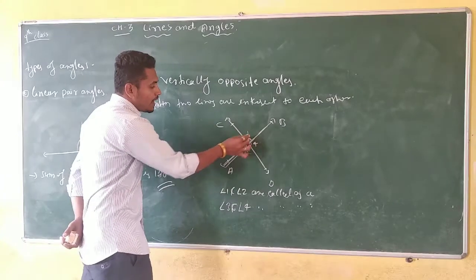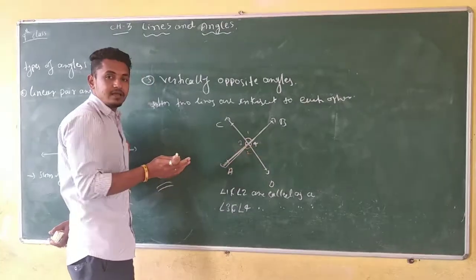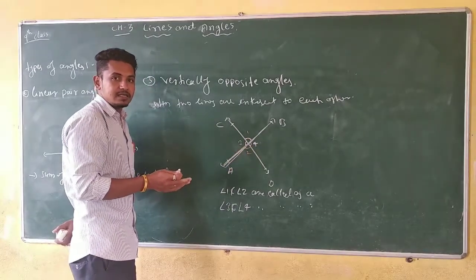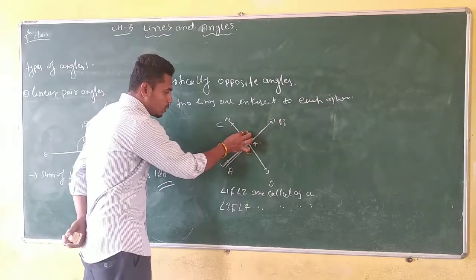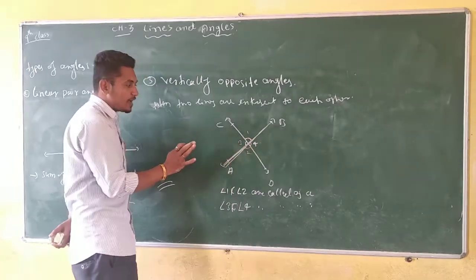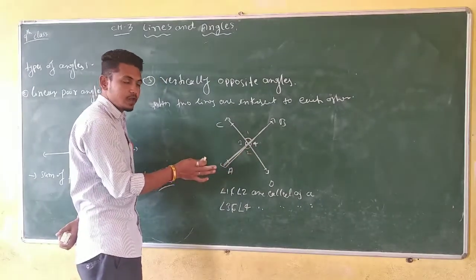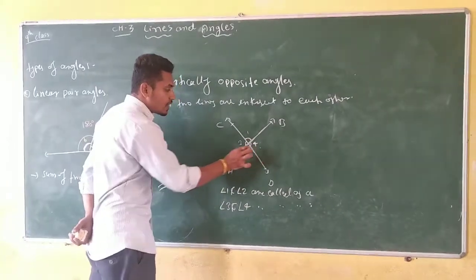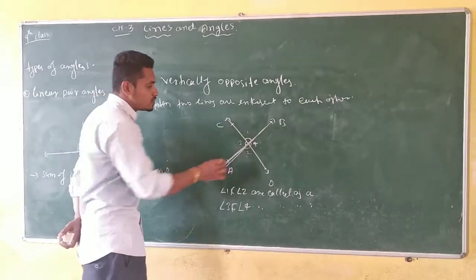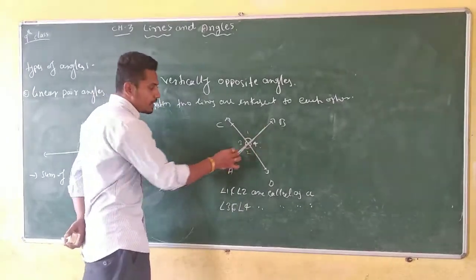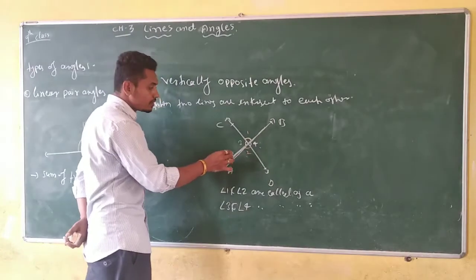Then angle 1 and angle 3 are called a linear pair of angles. Is it right? Angle 1 and angle 3 are a linear pair of angles, or angle 3 and angle 2 are a linear pair of angles, or angle 2 and angle 4 are called a linear pair of angles. Why? Because this is a straight line and 180 degrees.